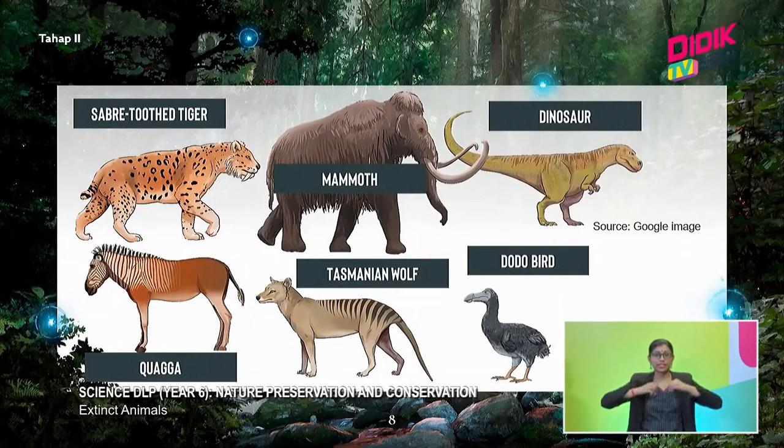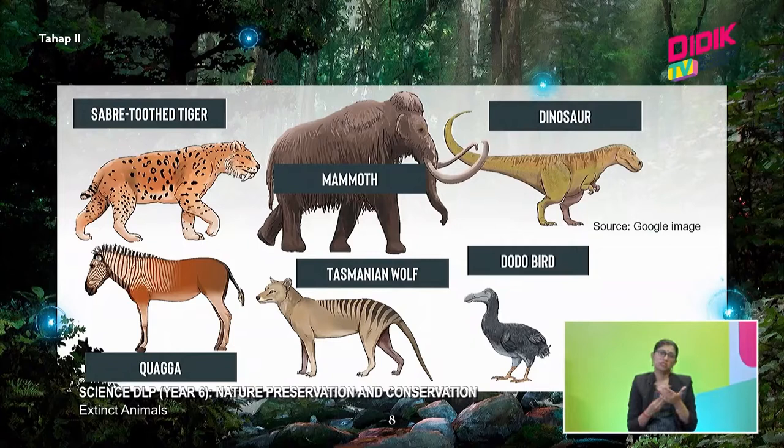And then quagga. It looks like a hybrid, like the front part is like a zebra and the hind part is like a horse. Yes, that's right. But they are now extinct. We will never find them alive anymore on Earth. That's really sad, right?